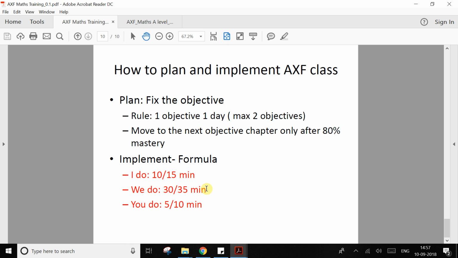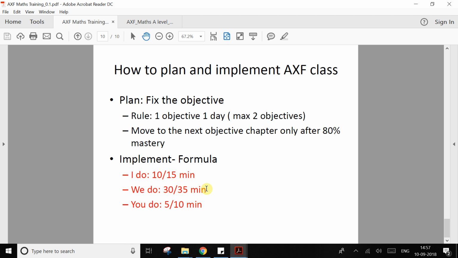The last part is you do. You do means the child should be able to do independently what you have taught them in I do and what you have practiced in we do. So this is a form of a test.